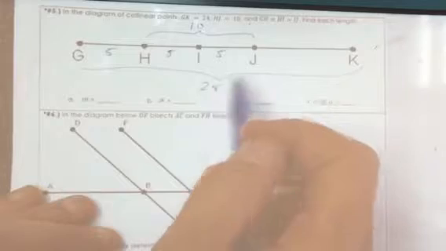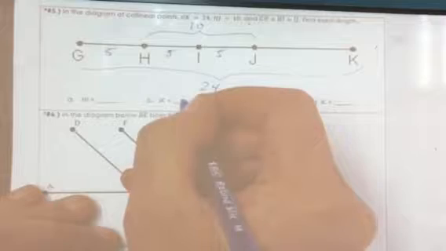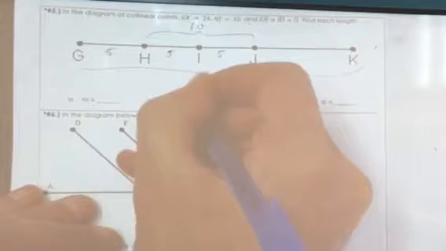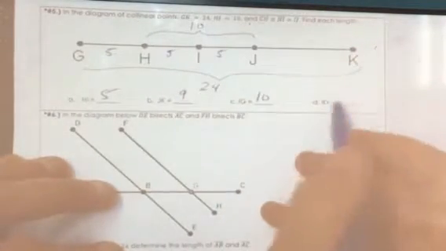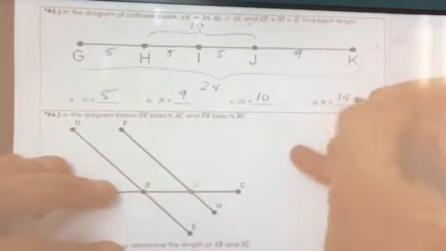And then we'll say if the entire thing is 24 and these add to equal 15, then JK equals 24 minus 15 equals 9 units. Now, IG, from I to G is 5 plus 5 is 10. And IK, well, we said JK is 9. So then IK is 5 plus 9 is 14.